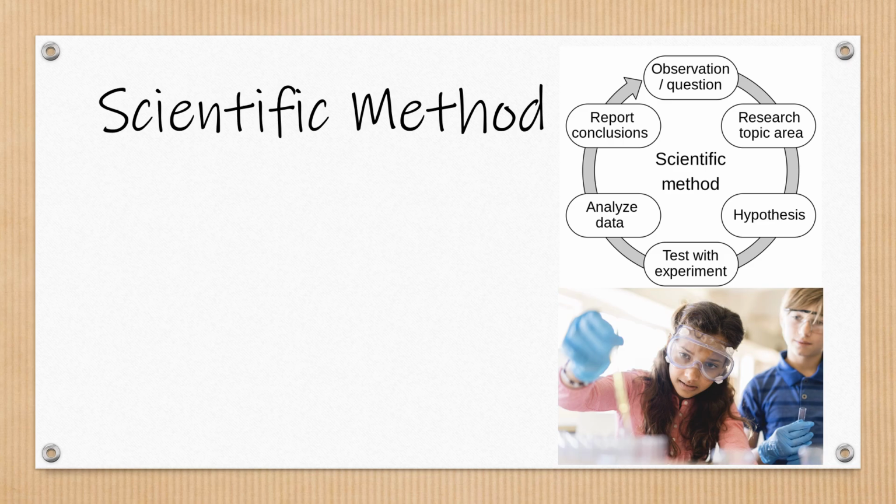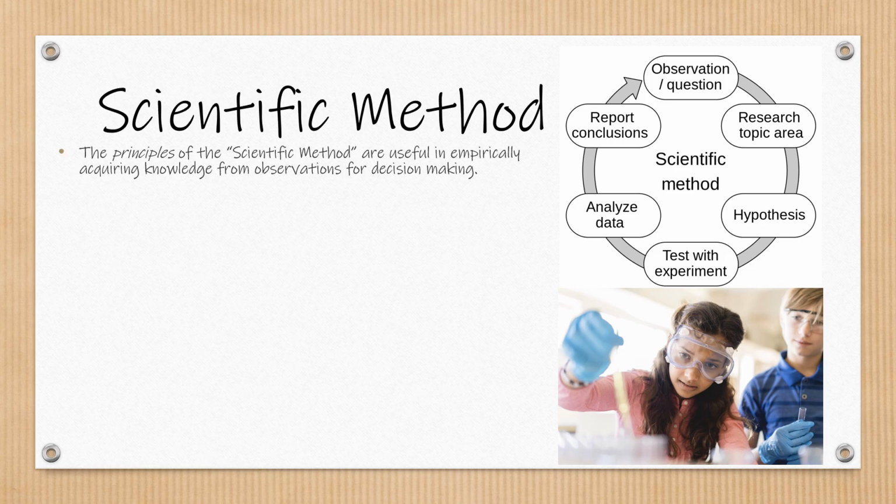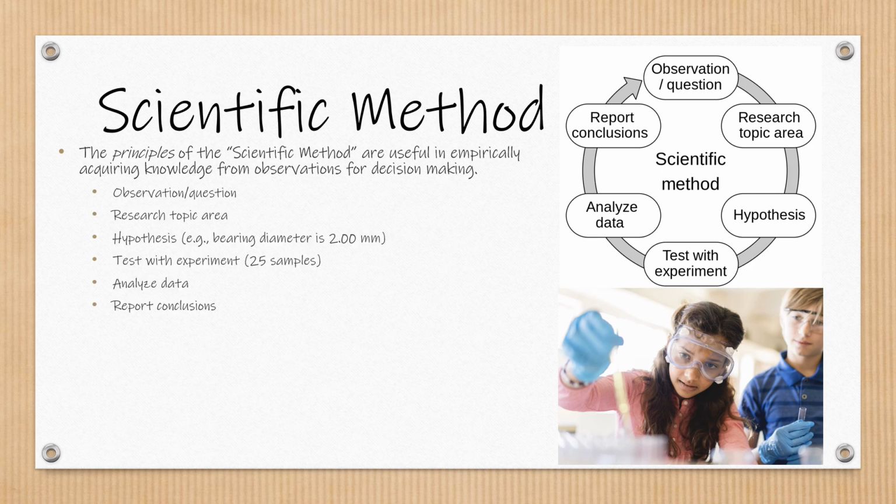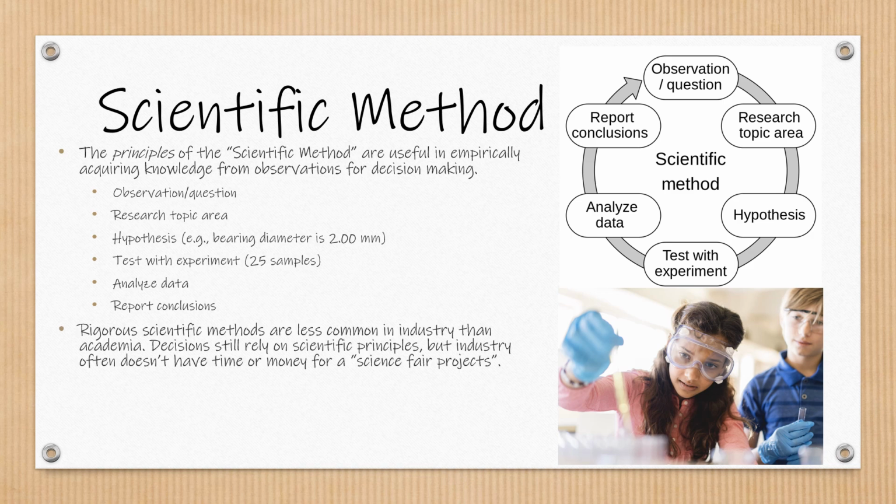The word hypothesis in the previous example should have us thinking about the scientific method. Principles of the scientific method are useful in empirically acquiring knowledge from observation or decision making. The general steps in the scientific method that are iterative include observation, establishing a question, researching a topic area, forming a hypothesis, such as the bearing diameter, testing that hypothesis with an experiment, such as a sample, analyzing data, and reporting conclusions. Now, this formal scientific method is less common in industry, but still, decisions rely on scientific principles.